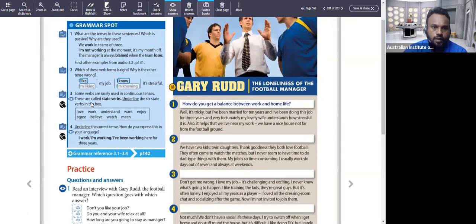Good. Next one, some verbs are rarely used in continuous tense. These are called state verbs. Underline the 6 state verbs in the box. Now I want you to tell me 6 state verbs from this. Tell me what they are.